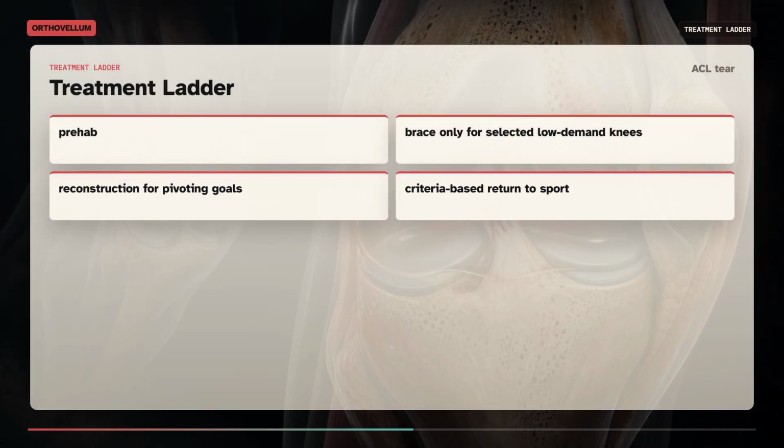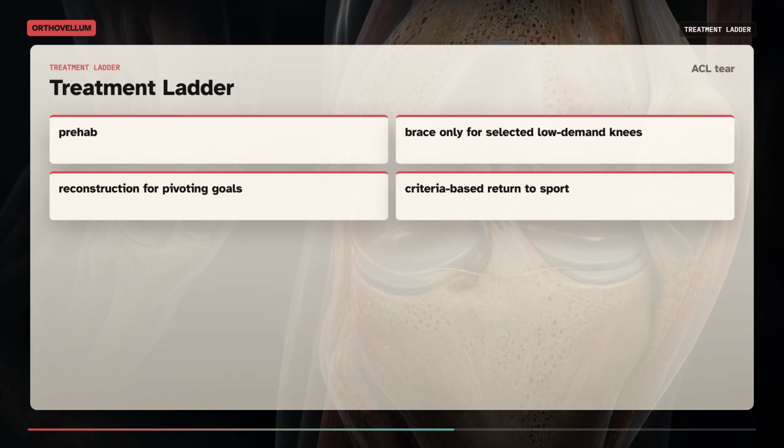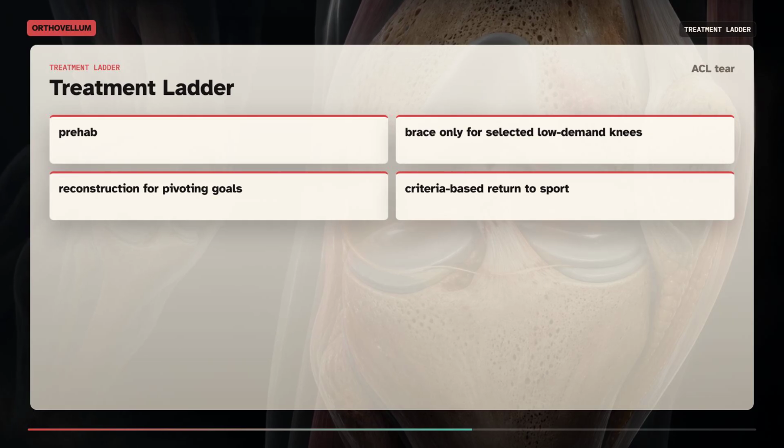Treatment is a ladder, not a reflex. For ACL tear, the practical ladder is rehab, brace only for selected low-demand knees, reconstruction for pivoting goals, criteria-based return to sport. The first steps usually try to calm the painful system and rebuild capacity. That means load management, targeted strengthening, mobility when appropriate, and clear expectations. Injections, braces, procedures, and operations are tools. They are powerful when used for the right reason and disappointing when used as shortcuts. The best plan explains not only what to do, but why that step belongs at this moment.